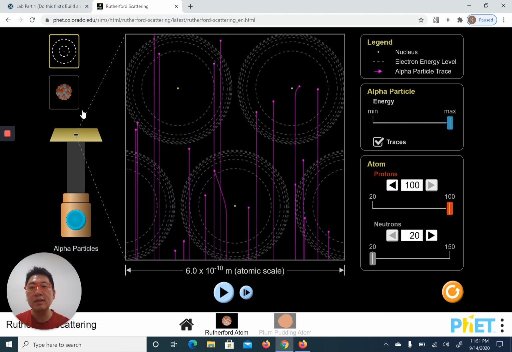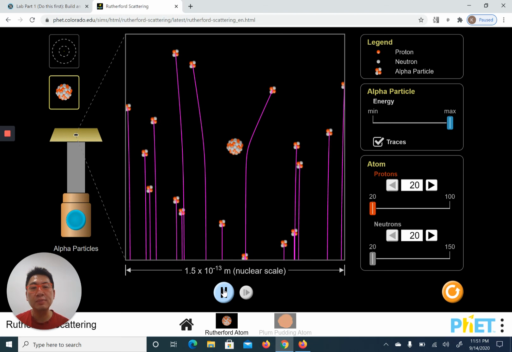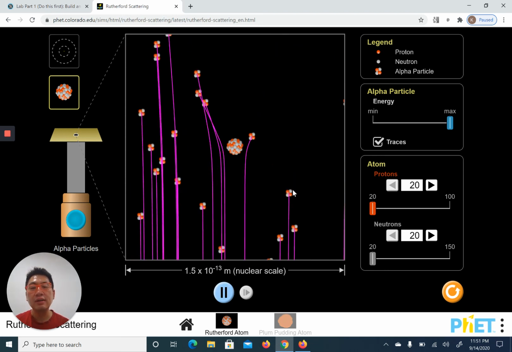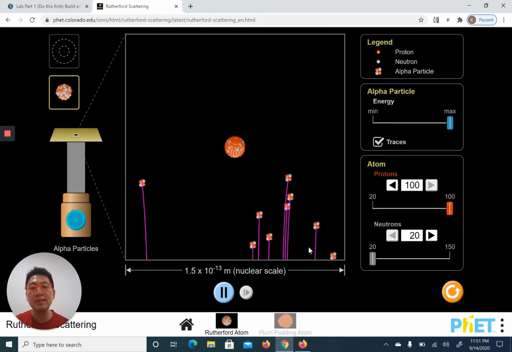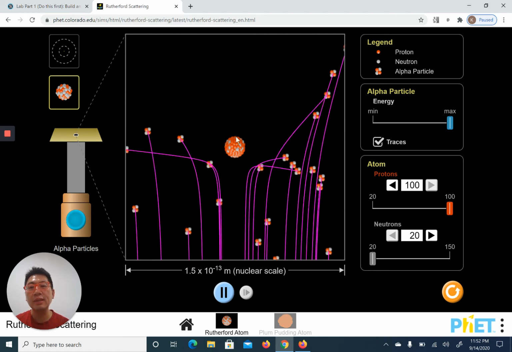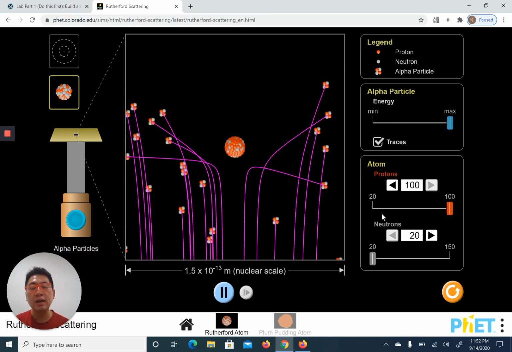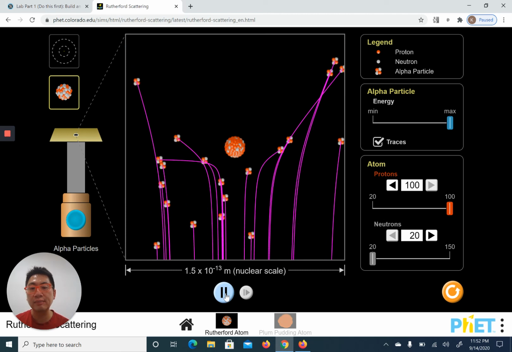You could see it more clearly if I use this model. Actually, let me go back to 20 protons. Here are alpha particles being fired, and yes, some of them are deflecting. But if I change the atom to have 100 protons, same thing. Notice a lot more of them are being deflected, mainly because this is a lot bigger than before. There's 100 protons in it. Before, there was only 20. So it's basically a bigger target.